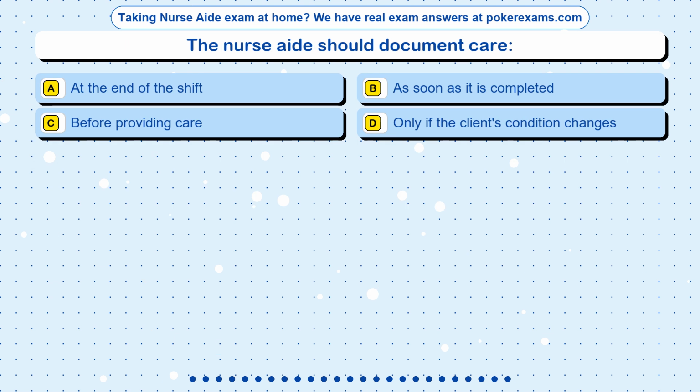Question 22. The nurse aide should document care: Option A, at the end of the shift. Option B, as soon as it is completed. Option C, before providing care. Option D, only if the client's condition changes.